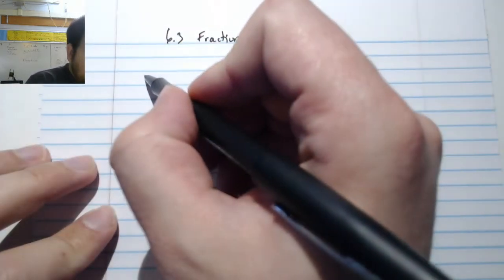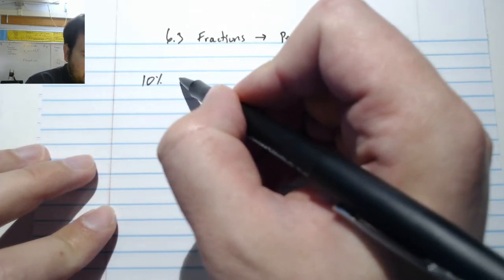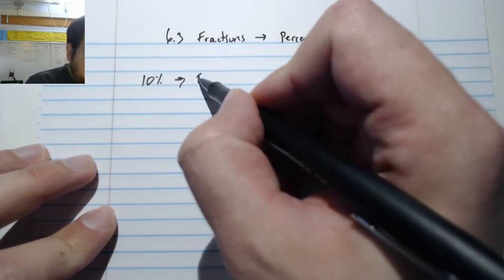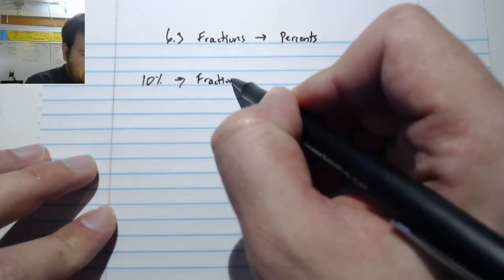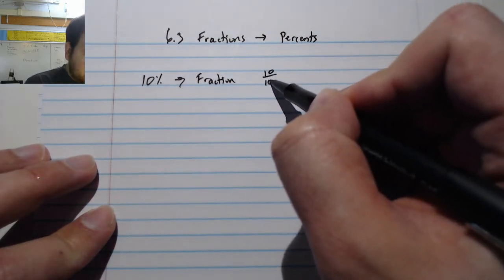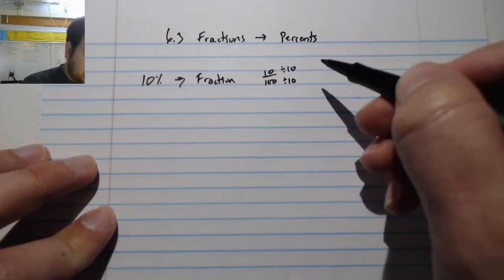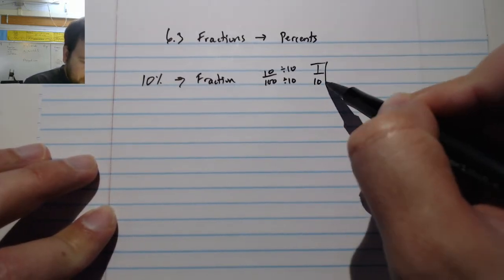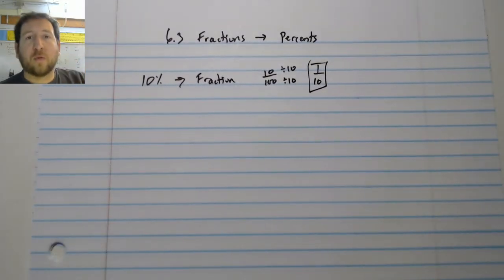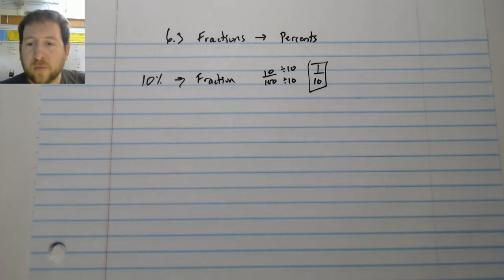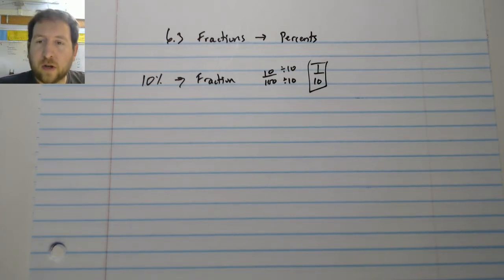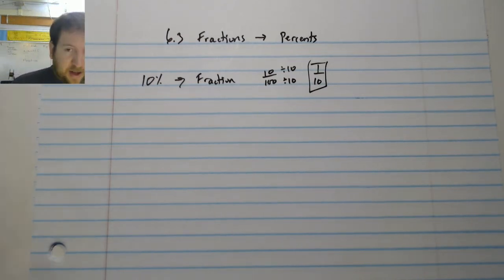So recall quickly that if I said write 10% as a fraction, I would have to write 10 over 100, and I could simplify it down by dividing both top and bottom, and I could get to 1/10. This time we're going to start with the fraction and move to a percent. Let me show you an example of what that could look like.